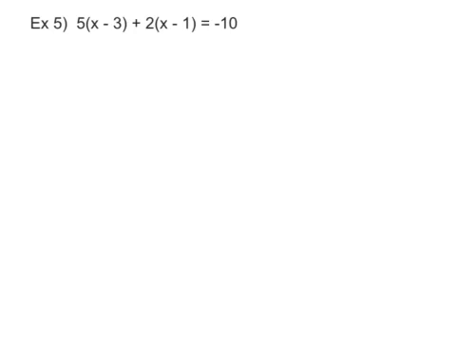Okay, so example 5 is going to tie all 4 of these steps in. So we have 5 times the quantity of x minus 3 plus 2 times the quantity of x minus 1 equals negative 10. So we'll draw our line here. And step 1 is to distribute. So notice we have 2 sets of parentheses here, so we have 2 different things that we're going to distribute.